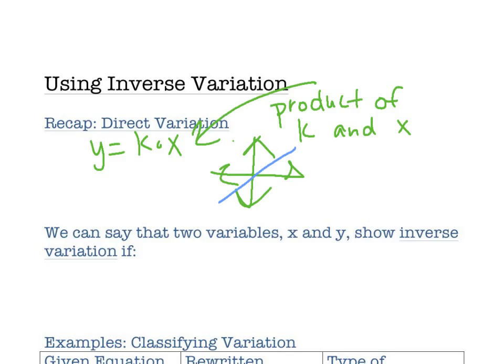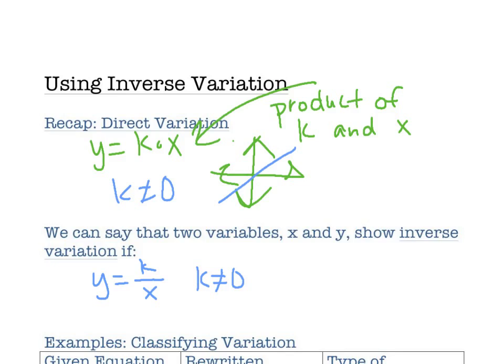Examples of this would be something like the amount of time that you spend studying and the grade that you receive on a test. Typically, as one of those goes up, the other is going to go up also. Now, an inverse variation is when we have this equation: y equals some constant k over x. And actually, in both of these cases, for direct variation and inverse variation, that constant k cannot be 0.